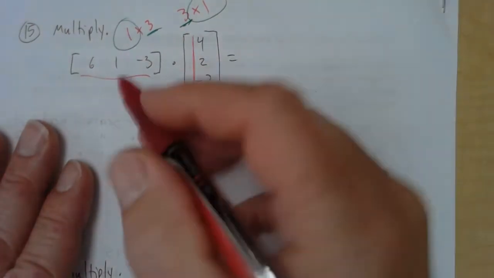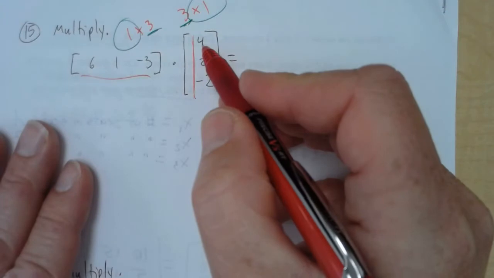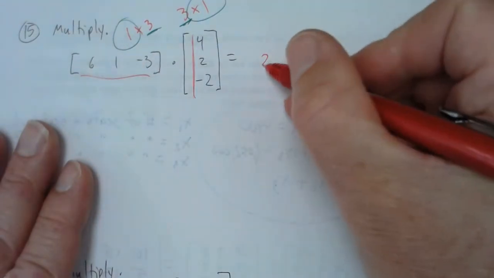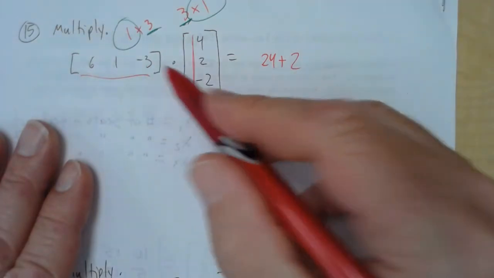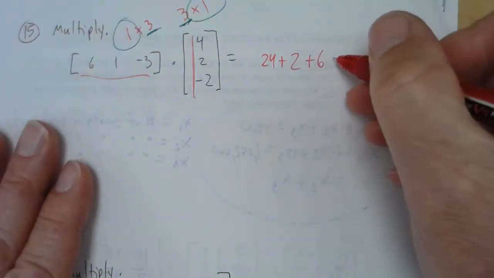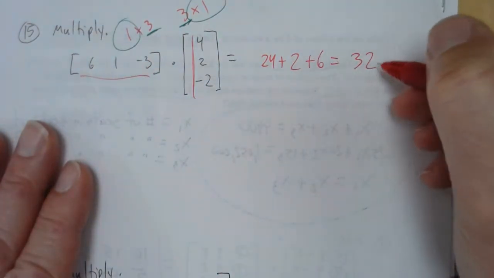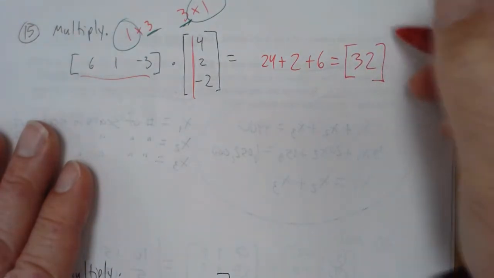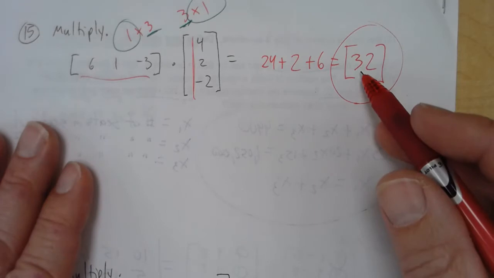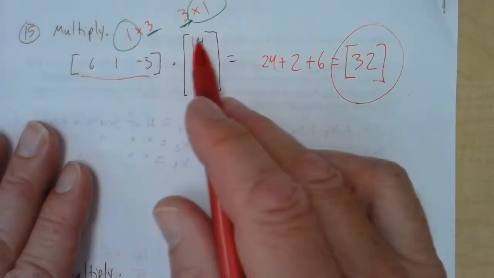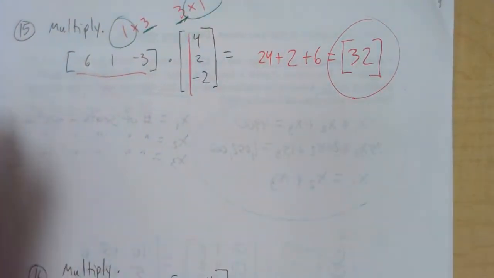So the answer to this is 4 times 6, which is 24, plus this times this, which is 2, this times this, which would be 6. So the answer is 32. So it's 32, just a single number in a 1 by 1 matrix, 1 row, 1 column. Because we just did this times this, this times this, this times this.